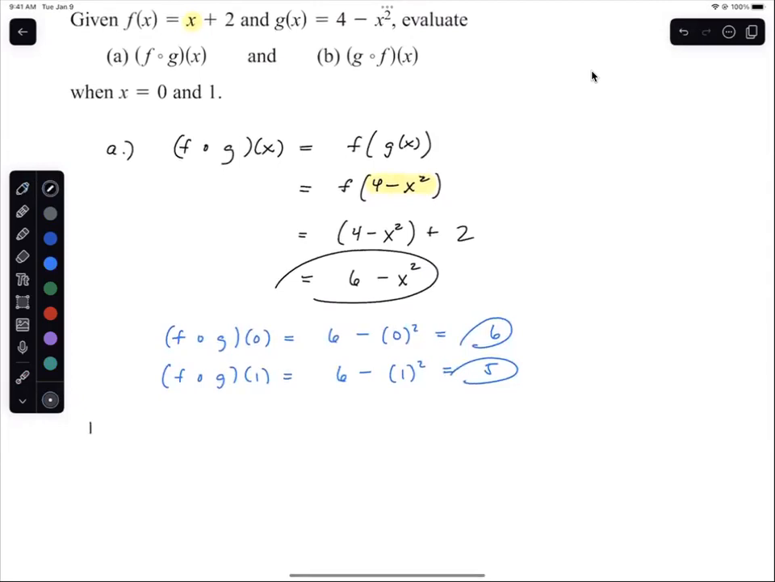Now we're going to do the reverse. So it wants us now to go backwards. So do g composed of f of x. I shouldn't say backwards. It's just doing it differently now. So it's going to be g of f of x.